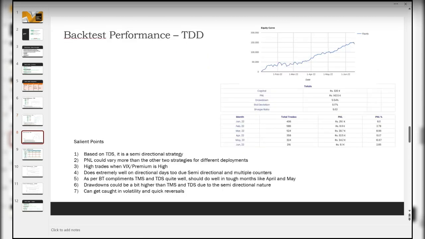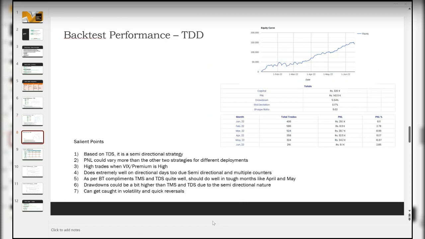TDD, we don't have a live performance of this. It's more of a backtest performance, because again this is a strategy based on TDS completely. So this strategy will take a direction instead of not taking a direction. So what TDS does is, if it senses that the market is directional and it has entered a position, it will either take a profit or loss, and then it will stay quiet, and will enter once the direction is not there.